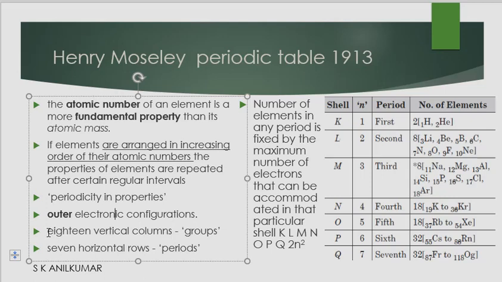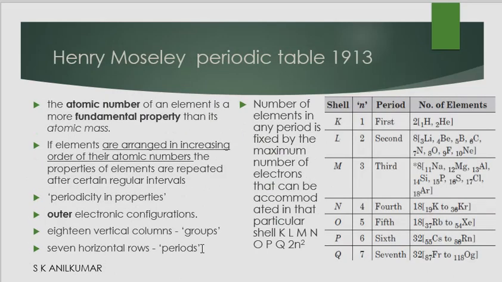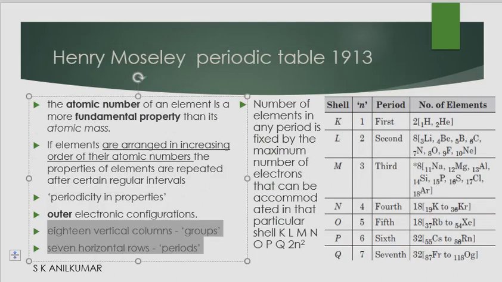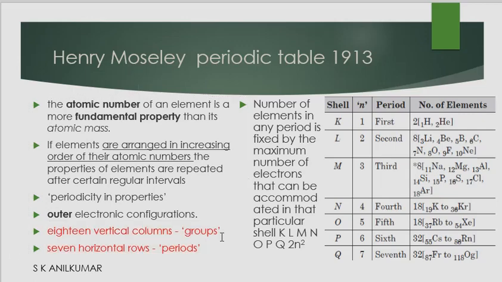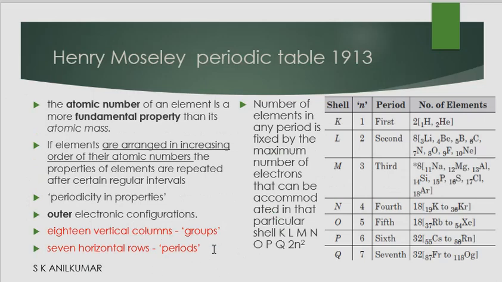Then he arranged 18 vertical columns or groups. In place of 8 columns, he arranged 18. And in place of 6 rows, he had 7 rows. So he brought in groups and periods. Earlier also there were groups and periods, but now he made it more comprehensive. The number of elements in any period is fixed by the number of electrons.